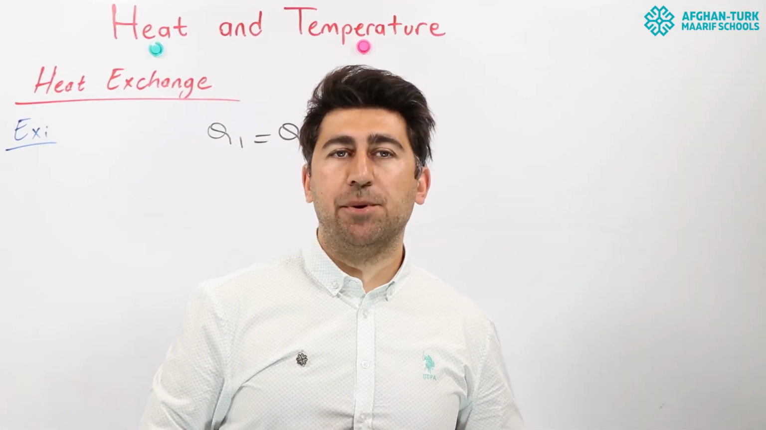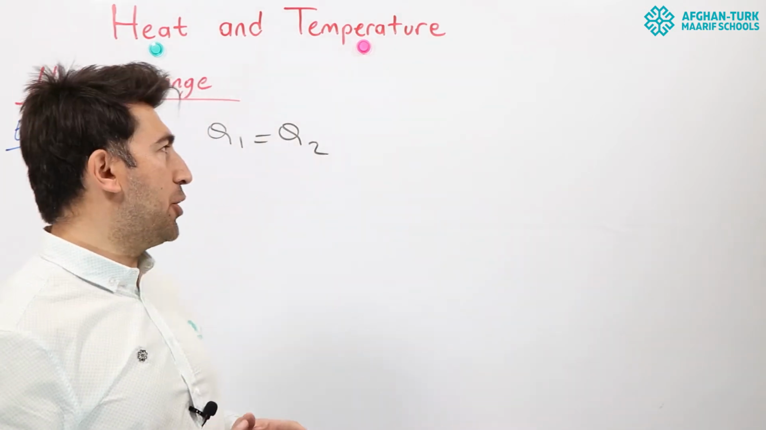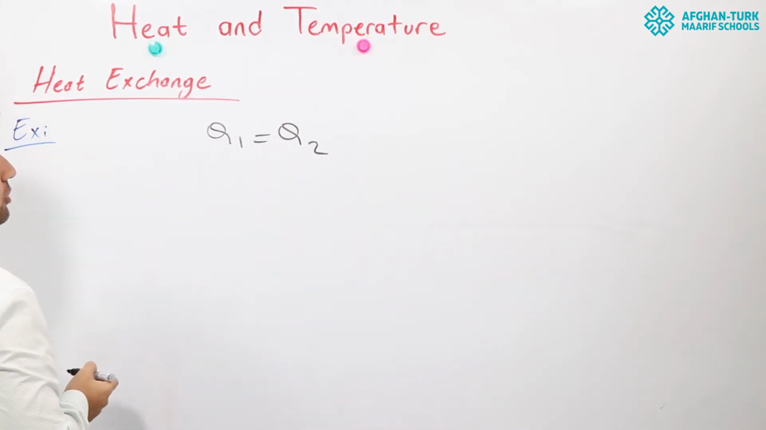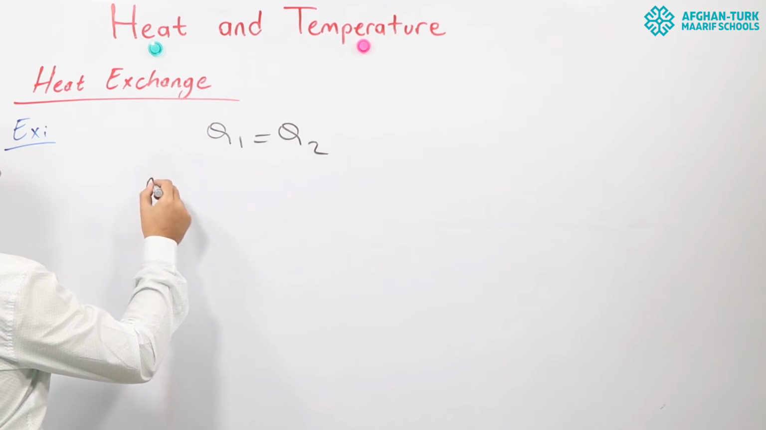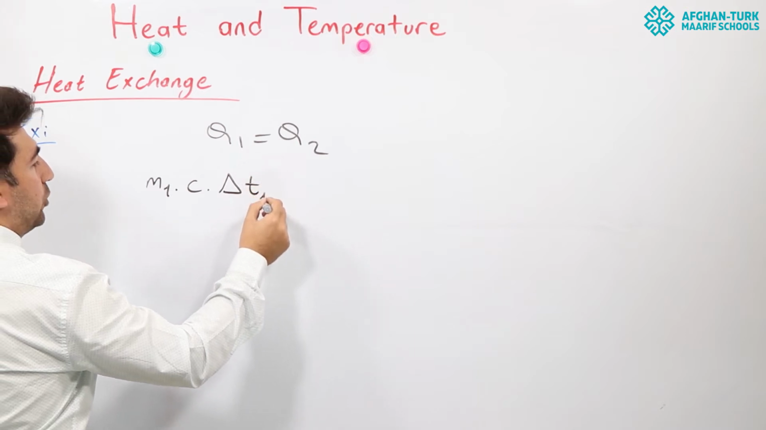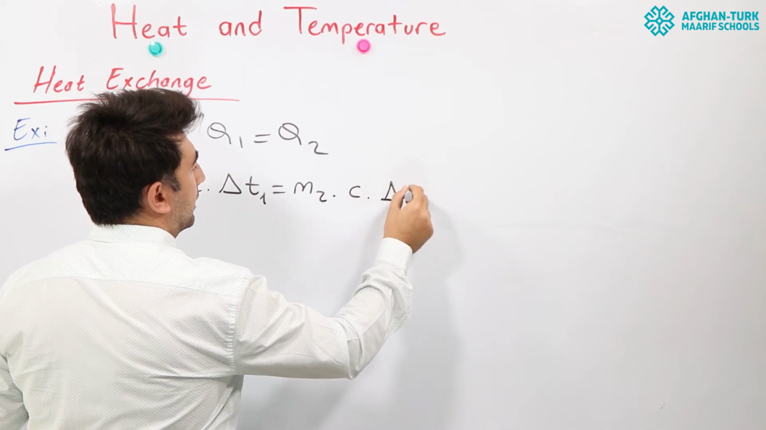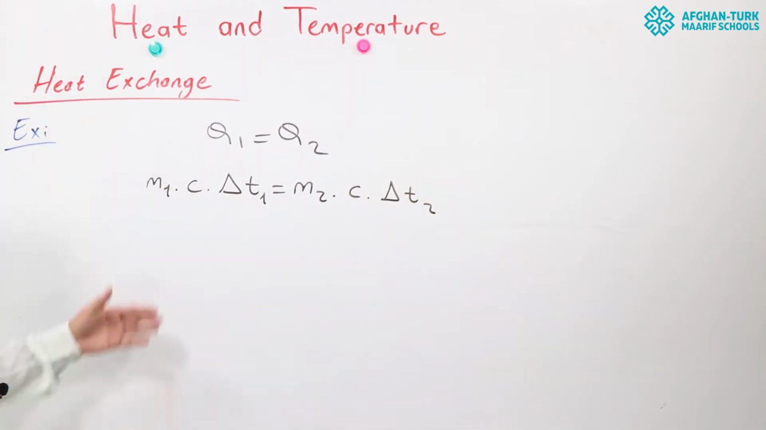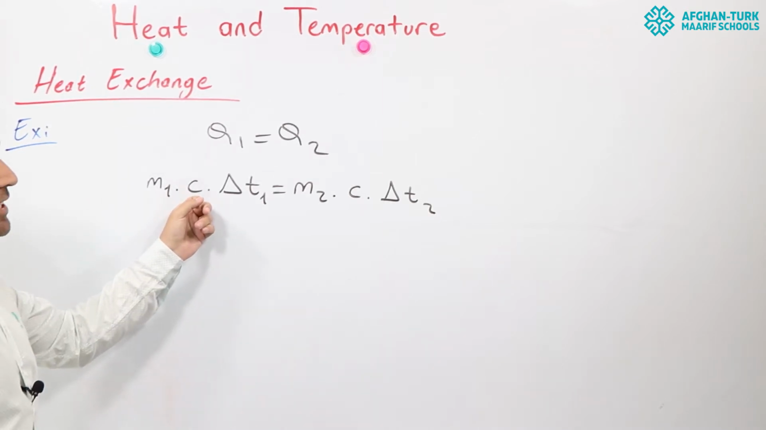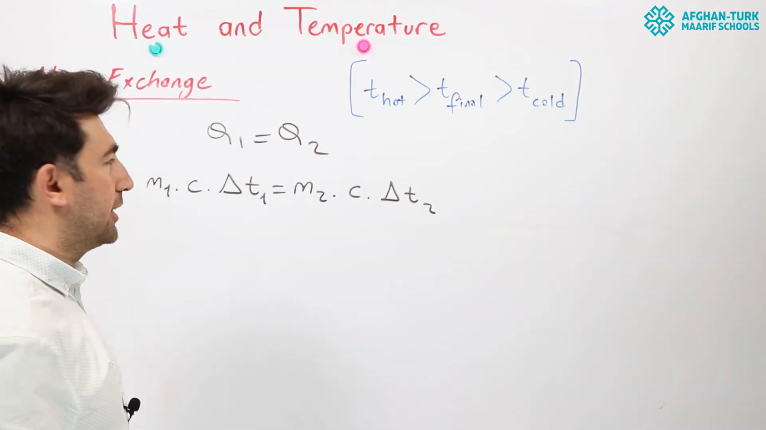To find the final temperature of the mixture, I should determine their heats and equalize them to each other. My purpose is to find the final temperature of the mixture. So Q1 is equal to Q2. Q1 is equal to M1 times C times delta T1, and that's equal to M2 times C times delta T2. Because the two bodies are the same object, which is water, the specific heat capacities are the same, which is 1. Okay, let's start solving the example.